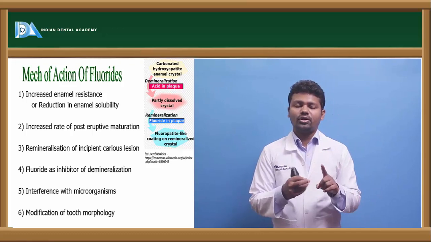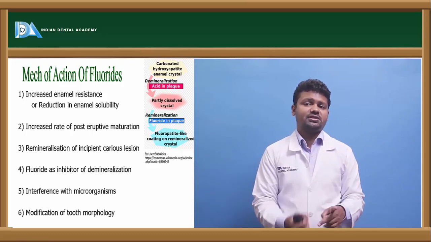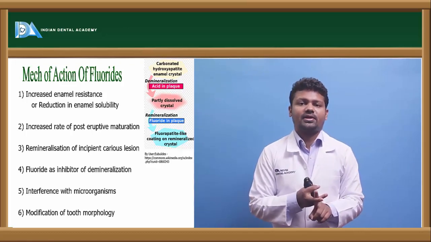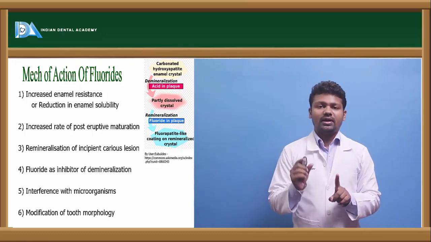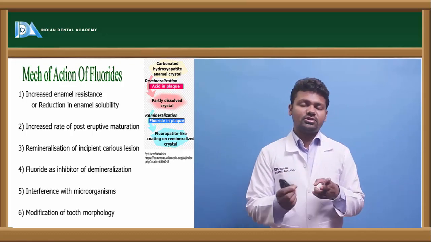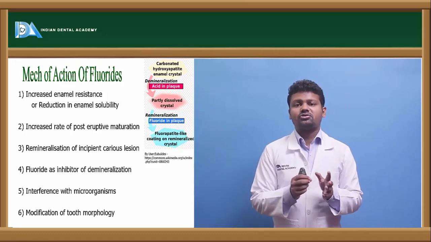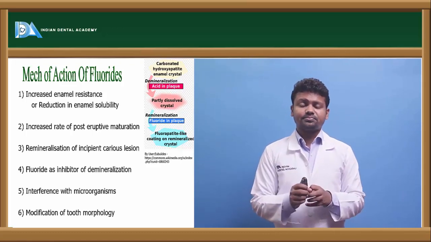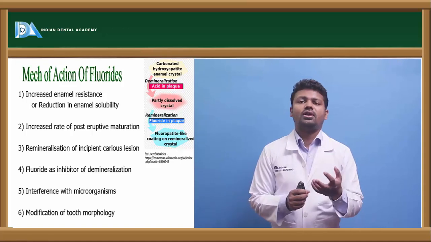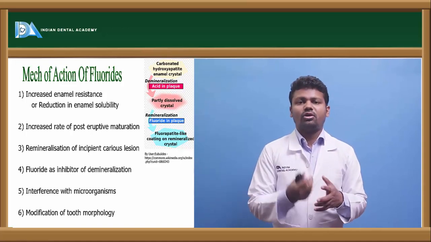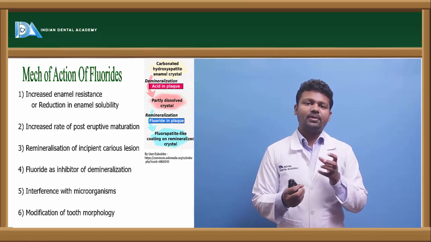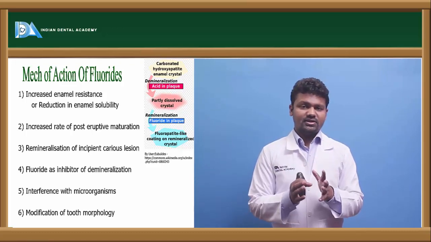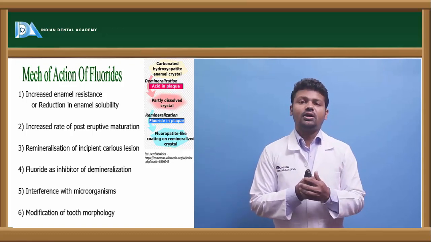Next is increased rate of post-eruptive maturation. Two words are very important here: post-eruptive maturation and remineralization. Deposition of minerals in a hypomineralized area. Hypo means small or less. Hypomineralized area, when we deposit minerals in there, it is called post-eruptive maturation. Whereas deposition of mineral in a decalcified area is called remineralization. So fluoride plays a very important role in deposition of minerals in hypomineralized areas, thus preventing dental caries.